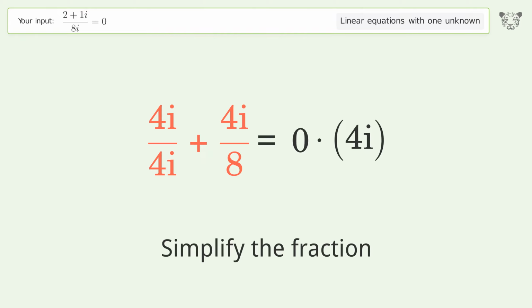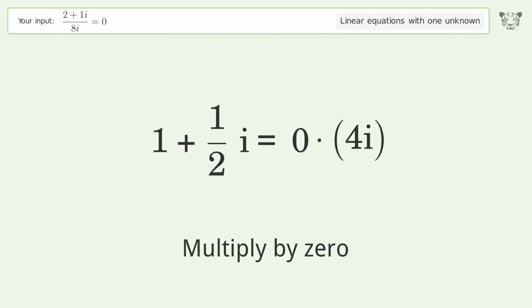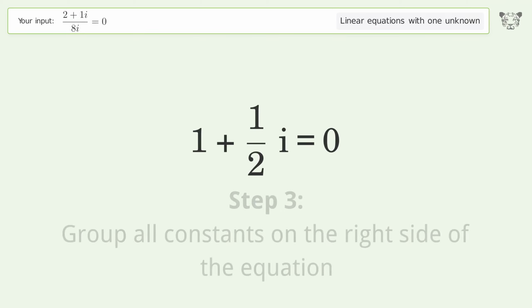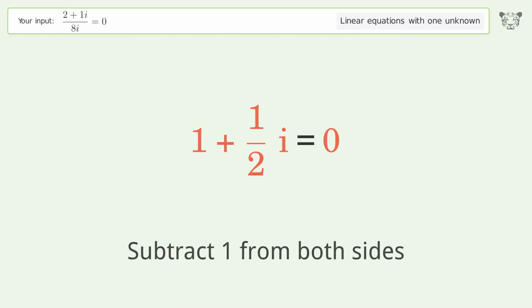Multiply the coefficients. Simplify the fraction. Multiply by 0. Group all constants on the right side of the equation. Subtract 1 from both sides.